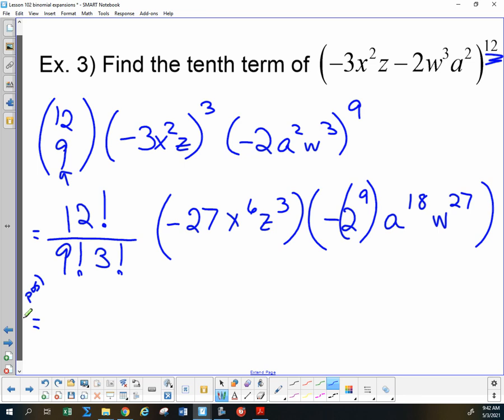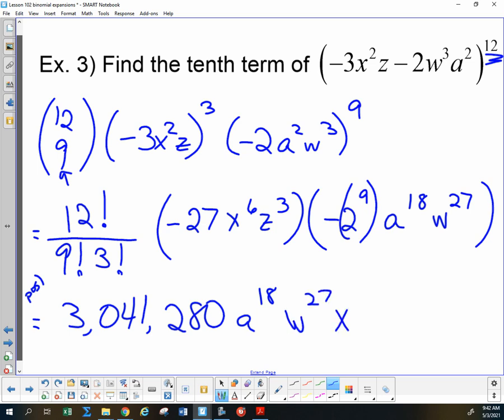And might I have a volunteer at home unmute and slowly read me that big number so I can write it down? Dylan, you want to read me yours? 3,041,280. No, that's good. Any thumbs up, thumbs down? Is that what you guys in class are getting? So 3,041,280, and then I can put those variables a to the 18th, w to the 27th, x to the 6th, z cubed.